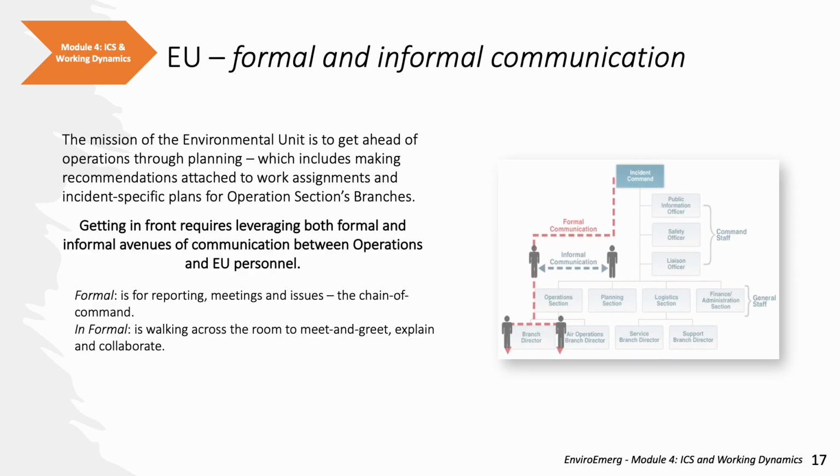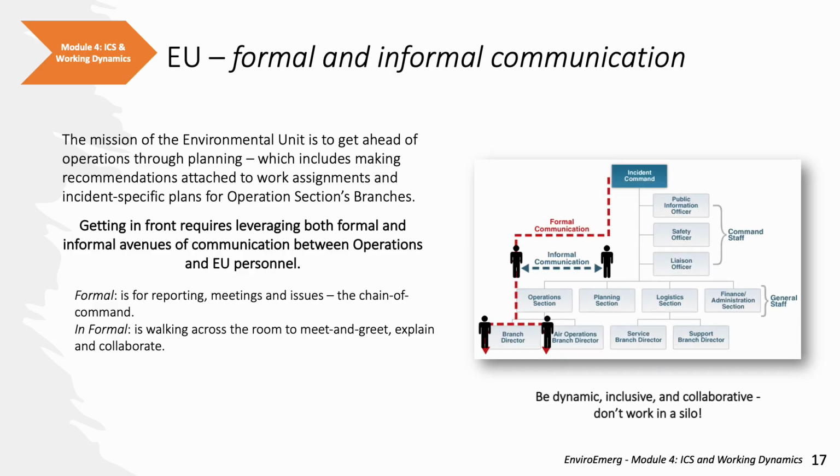A mission of the environmental unit is to get ahead of operations through planning, which includes making recommendations attached to work assignments and incident-specific plans for the branches, such as a wildlife branch, a salvage branch, or an on-water oil recovery branch. To get in front requires leveraging both formal and informal avenues of communication between operations and environmental unit personnel. The formal is the reporting, meetings, and issues referred to as the chain of command under the ICS system. The informal is just walking across the room to meet and greet, explain, and collaborate. So be dynamic, inclusive, and collaborative. Don't work in silos.